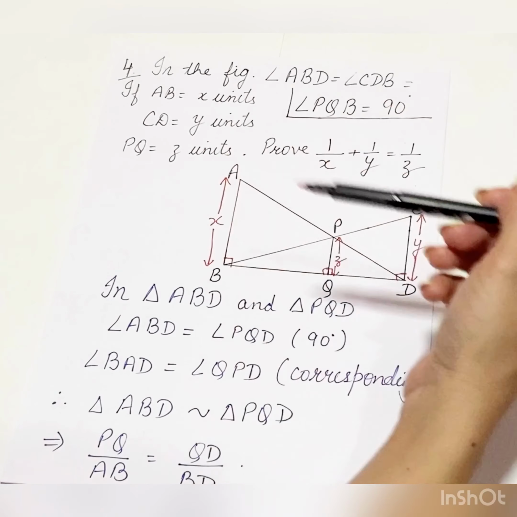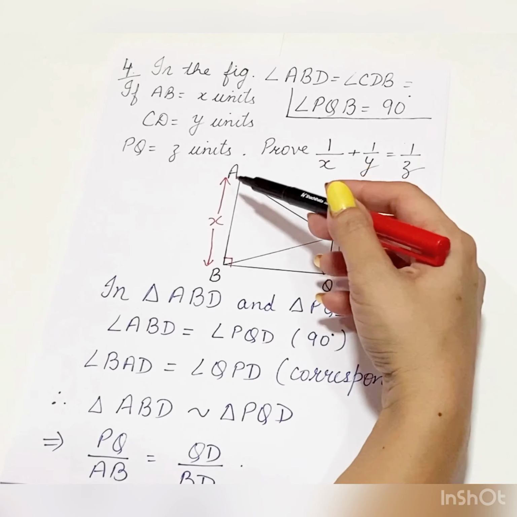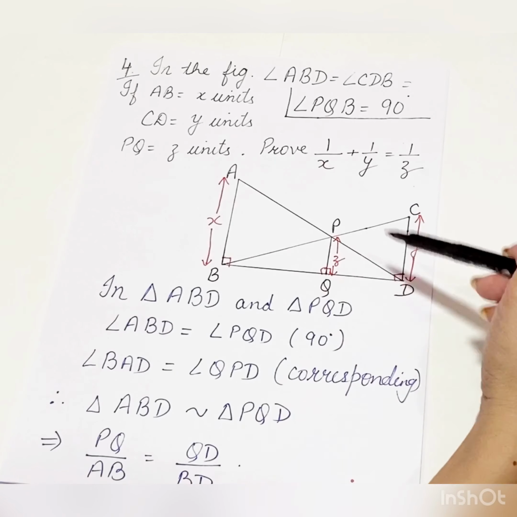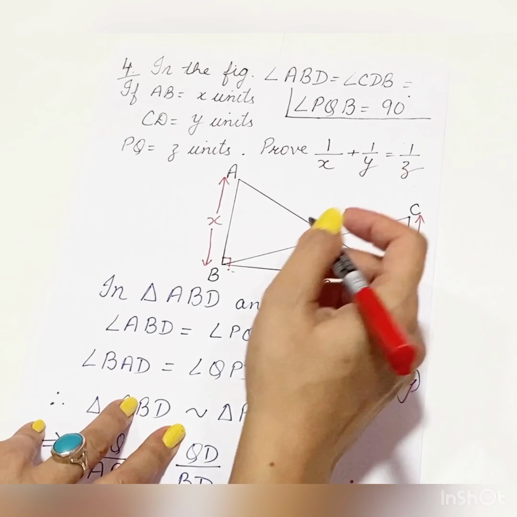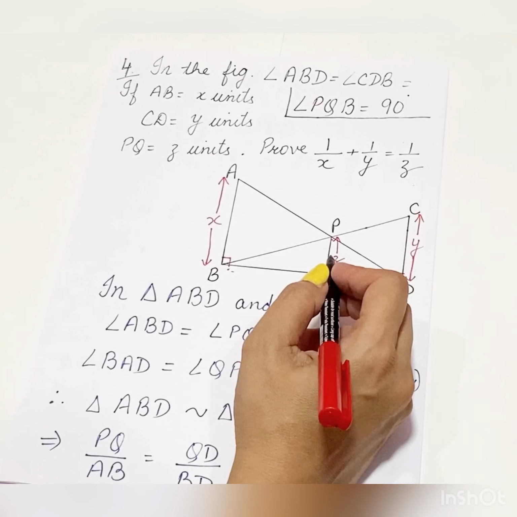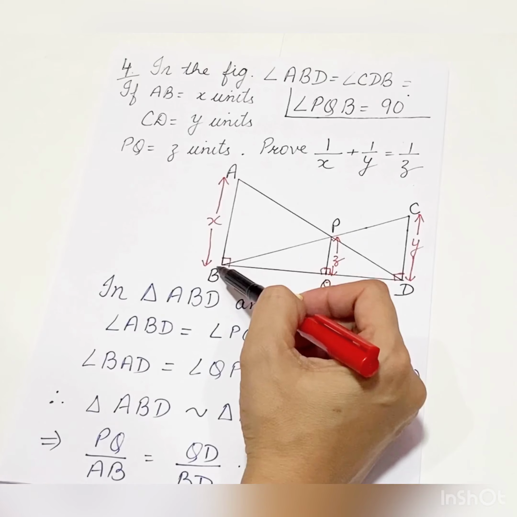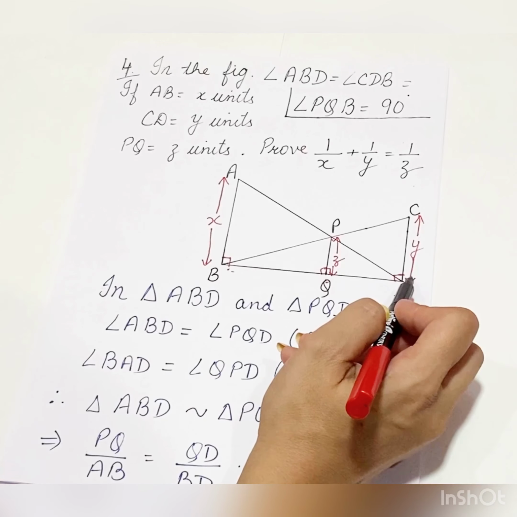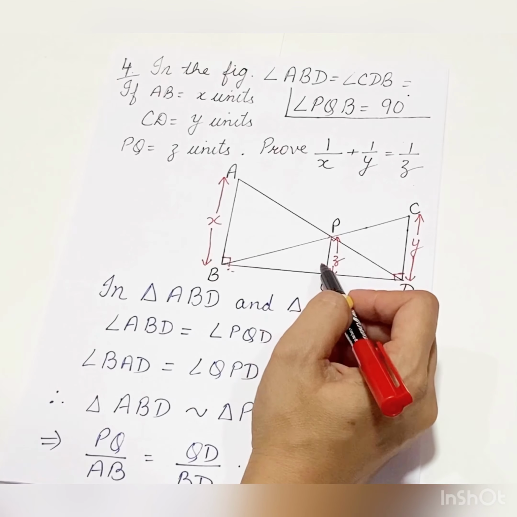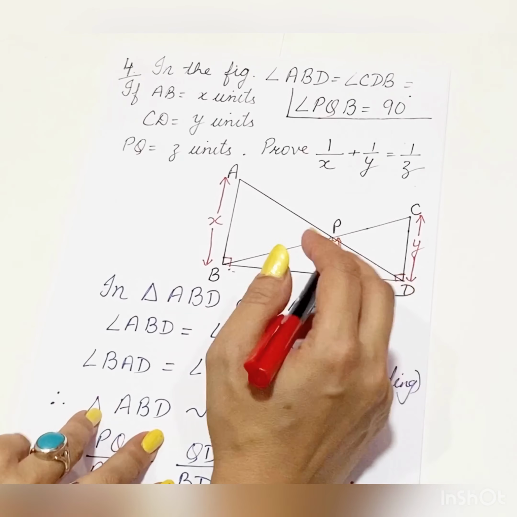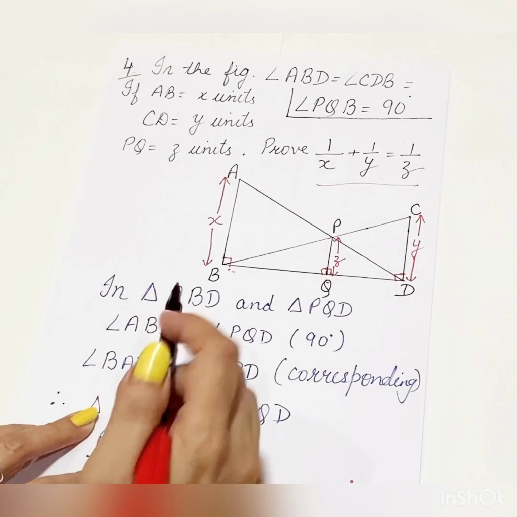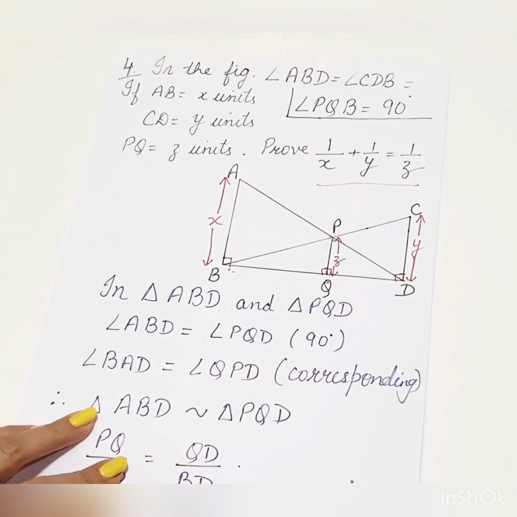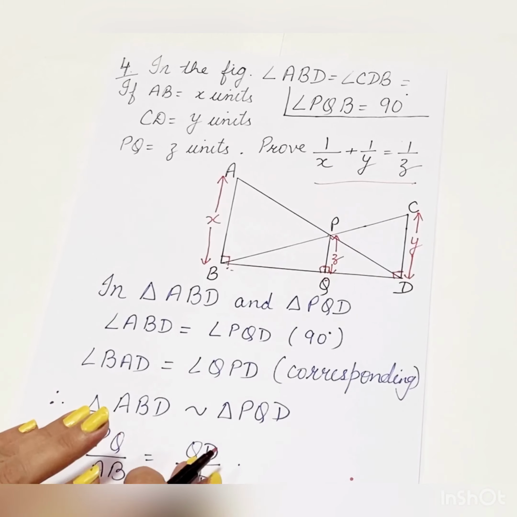In the given figure, this is the figure given to us. Angle ABD, angle CDB and angle PQB are given to be 90 degrees each. AB is equal to X units, CD is equal to Y units and PQ is equal to Z units. You have to prove that 1 upon X plus 1 upon Y is equal to 1 upon Z, where this is X, Y, Z. Children, in this we will take triangles similar.